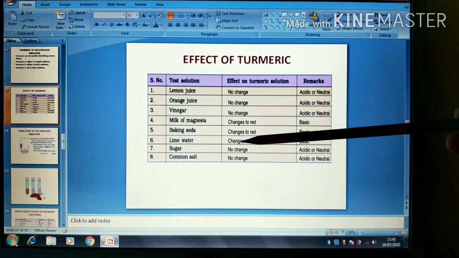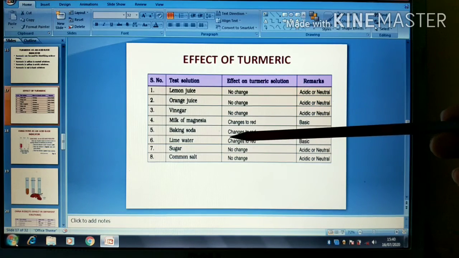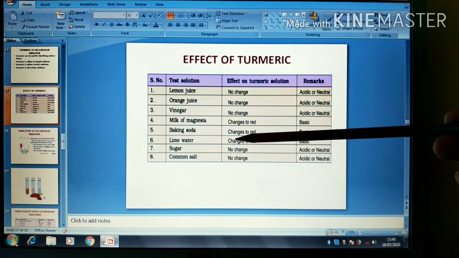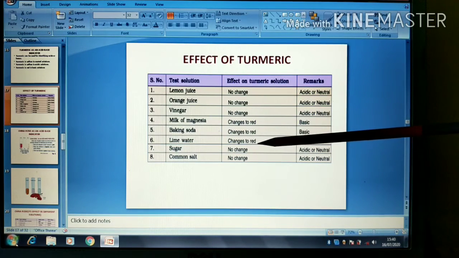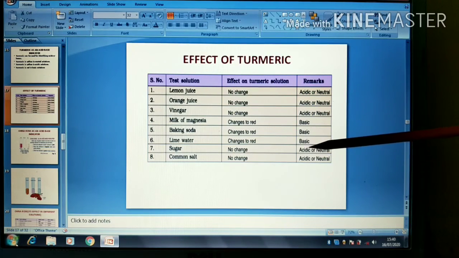Lime water is calcium hydroxide. It contains calcium hydroxide or slaked lime. It is a base and therefore the turmeric will change to red and we say it is a basic solution. Sugar, no change. We can say it is acid or neutral. And common salt, no change since it is a salt, therefore turmeric will not show any change.